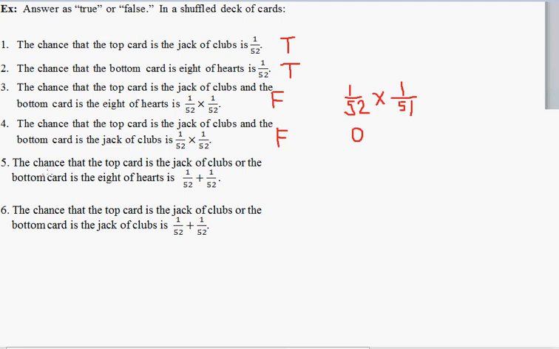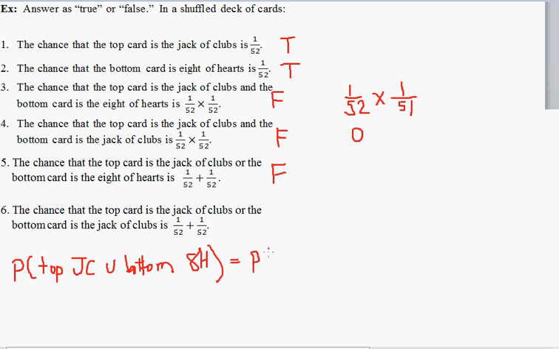5. The chance that the top card is a Jack of Clubs or the bottom card is the 8 of Hearts is 1 over 52 plus 1 over 52. That is also false. For this one, we have the probability of the top being the Jack of Clubs or the bottom being the 8 of Hearts. Okay, it's an OR question, so we add.